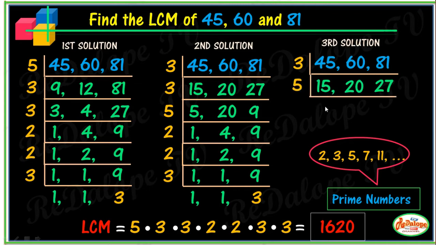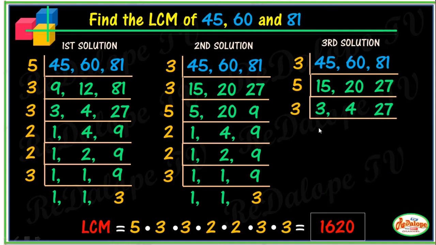15 divided by 5, so that is simply 3. 20 divided by 5, so that is 4. 27 divided by 5 cannot be, so bring it down here. Now 3 and 27 are exactly divisible by 3. So we'll divide this by 3. So 3 divided by 3, so that's 1. 4 divided by 3 cannot be, so bring it down here in the last row. 27 divided by 3, so that is 9.